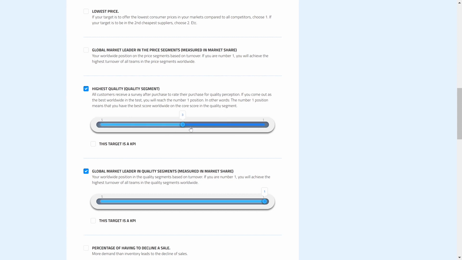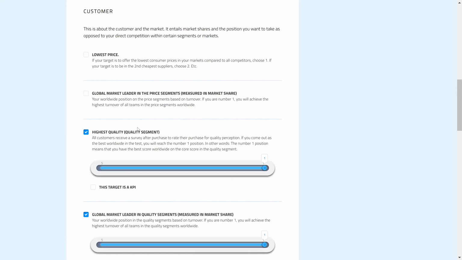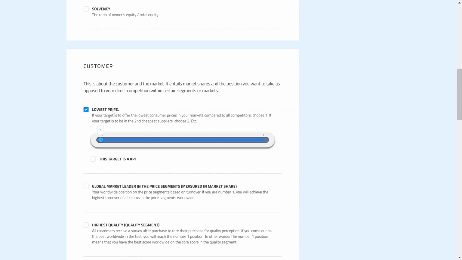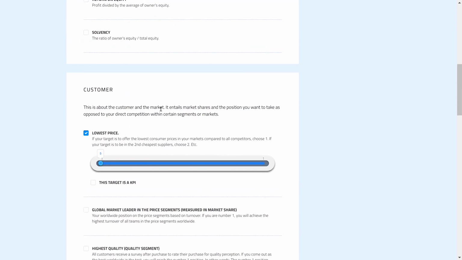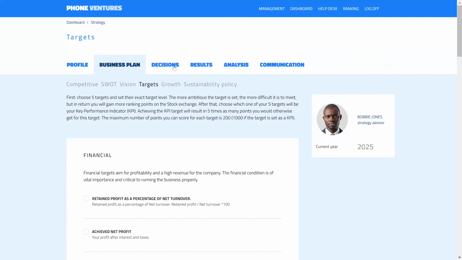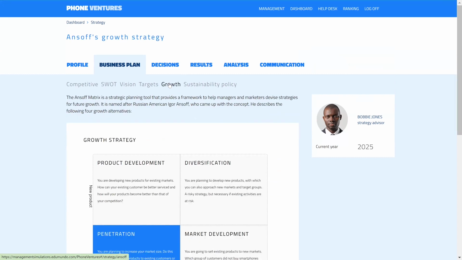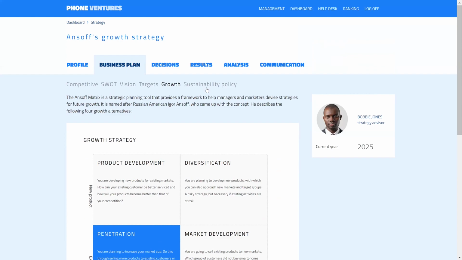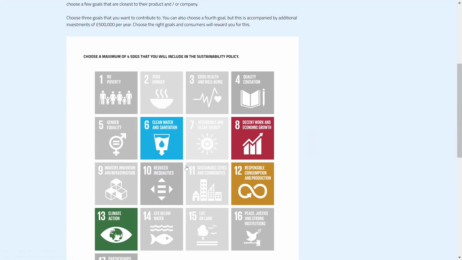So try to set it as high as you can achieve. Try to find some targets that fit well with your strategy. That way you get the benefit of making the decisions that allow you to reach your target. It should also help sell more phones if it fits your strategy. So, 5 targets, one of them your KPI. Decide how you would like to grow your company. Come up with your sustainability policy.